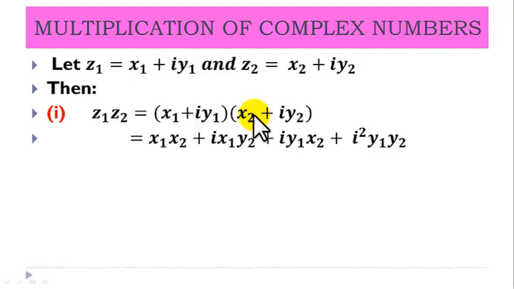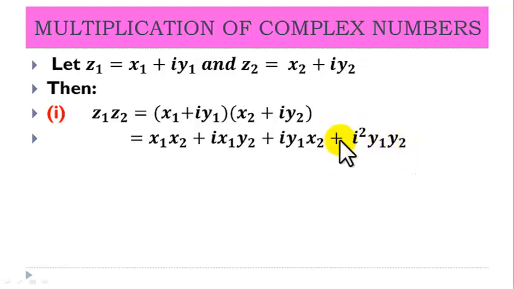x1 times x2 will give us x1 x2. x1 times plus iy2 will give us plus ix1 y2. Now, plus iy1 times x2 is plus iy1 x2, plus iy1 times plus iy2 will give us plus i squared y1 y2.